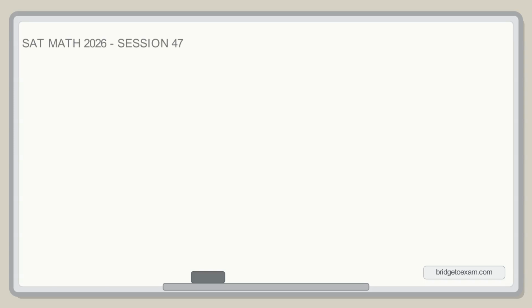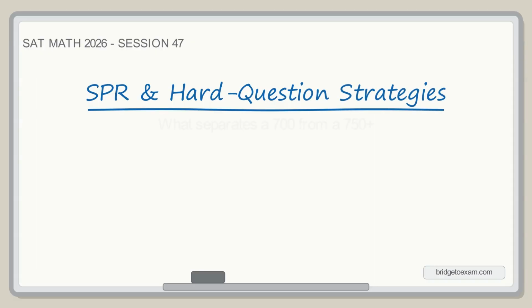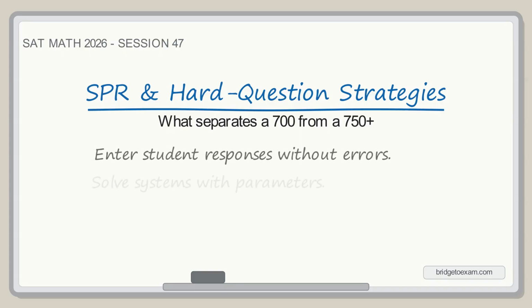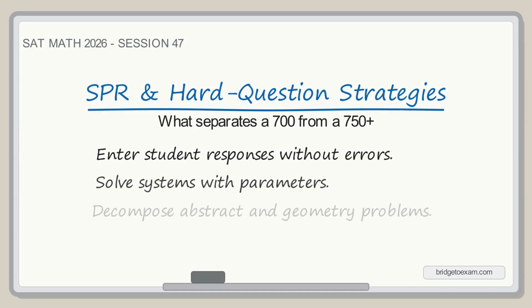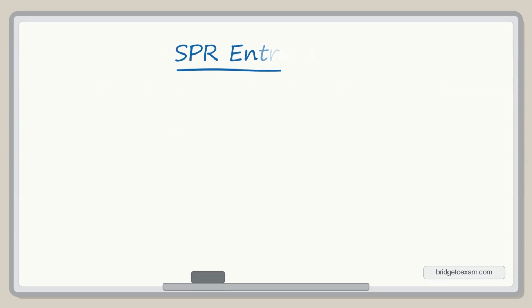Welcome to session 47, our last content session. We focus on what separates a 700 from a 750 and up, student-produced response questions, and the hardest multi-step problems. Mastering these adds the most points in the final stretch. You'll enter student responses without formatting errors, solve systems with a parameter, and decompose abstract function and geometry problems step by step.